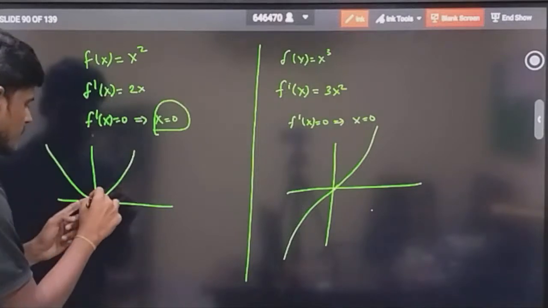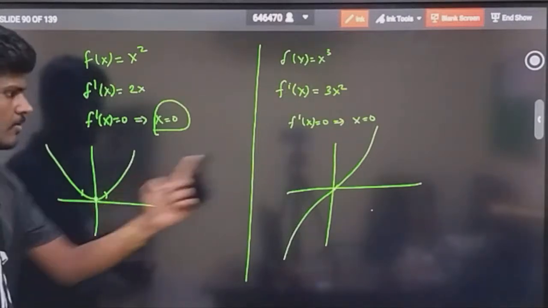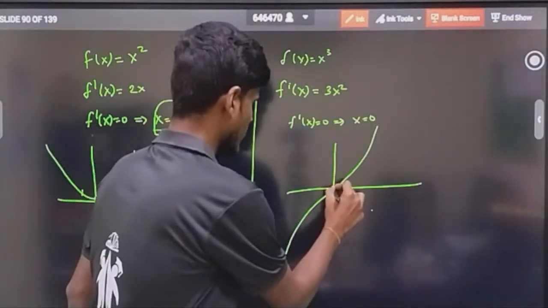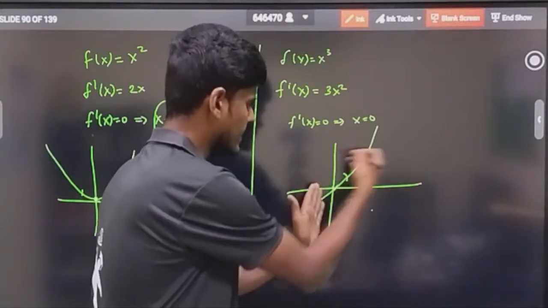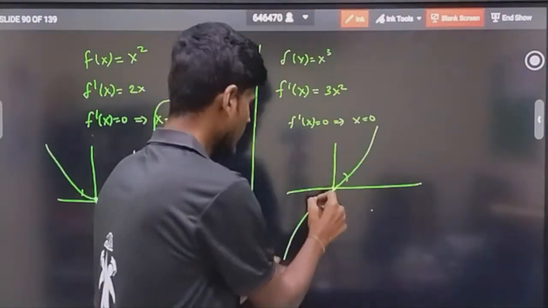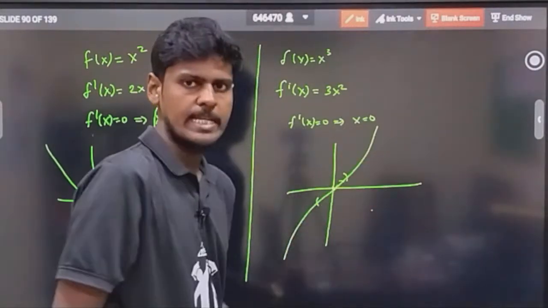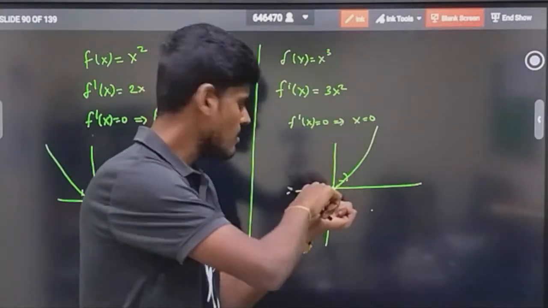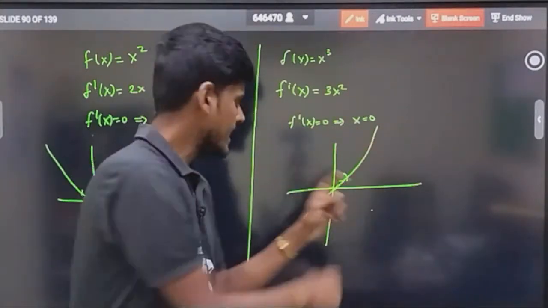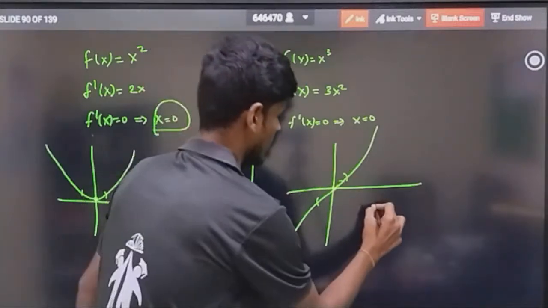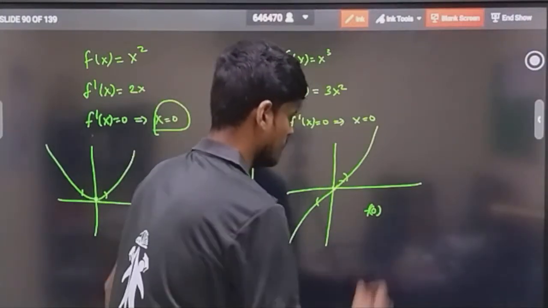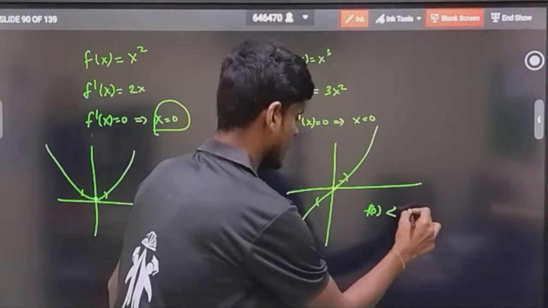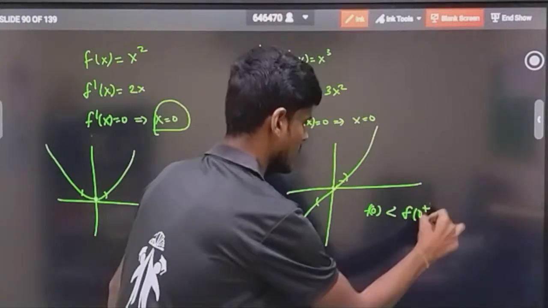Here f of 0 is the minimum in its neighborhood. What about this case? F of 0 plus will be greater than f of 0, that is 0. F of 0 minus will be less than f of 0. What is the definition? This 0 should be the minimum most value in the neighborhood. That condition is not satisfied. F of 0 is less than f of 0 plus.